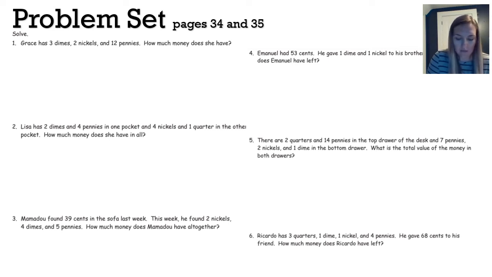Ricardo has 3 quarters, 1 dime, 1 nickel, and 4 pennies. He gave 68 cents to his friend. How much money does Ricardo have left? This final question is the most challenging. It's a two-step problem. First, you need to solve for how much money Ricardo has. And then he gave 68 cents to his friend. How much money does Ricardo have left? First, he started with more, then he gave away 68.